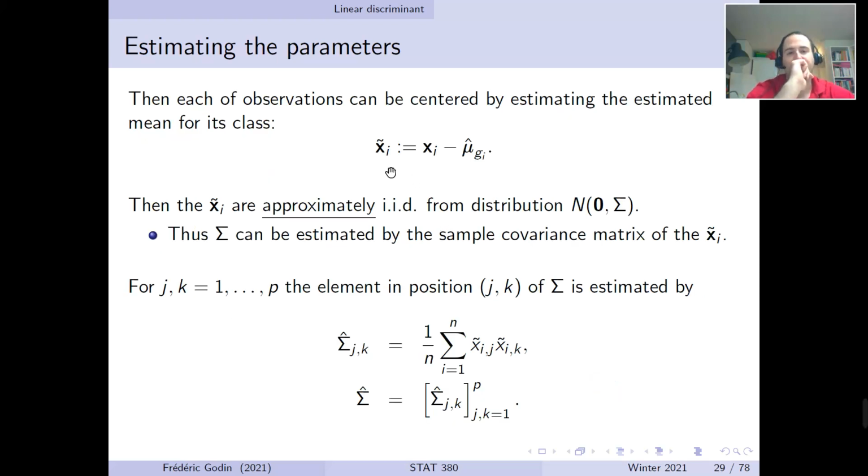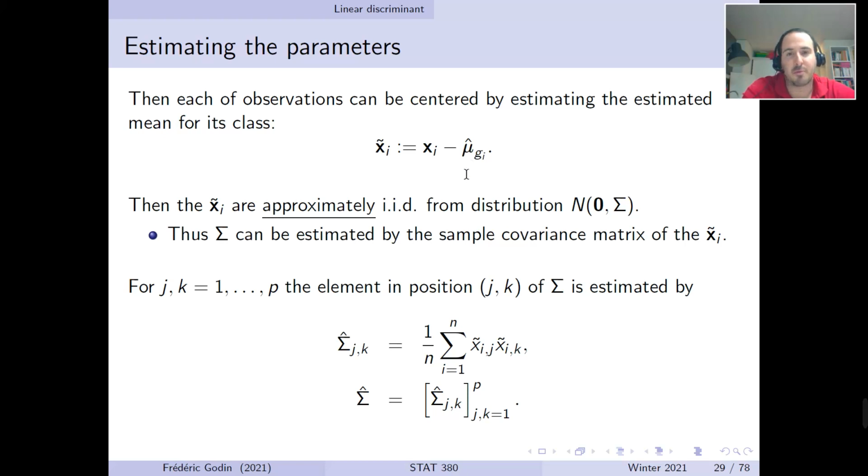So for each observation, we can define the centered predictors as follows. The centered predictors are the original predictors for that observation minus mu g_i hat, the estimated mean vector for the class of the ith observation. For example, if observation i is blue, then x tilde i would be the predictors minus the mean vector for the blue class. Conversely, if the ith observation is orange, then x tilde i would be the predictors of that observation minus the mean vector of the orange class.